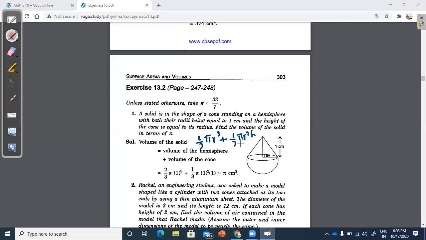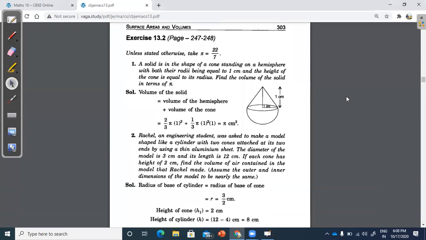So 2 by 3 plus 1 by 3 pi, we get 3 by 3 pi, right? When you solve this, you are going to get 3 by 3 pi. So 3 gets cancelled. And the volume we get as pi centimeter cube, right? So this is the final answer because they have told us to express the volume in terms of pi. So you need not solve this further.